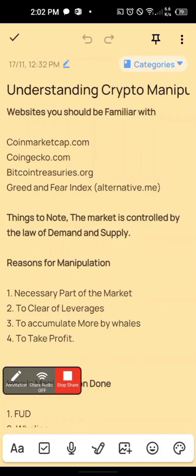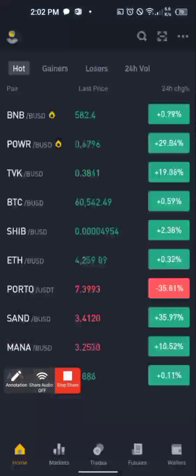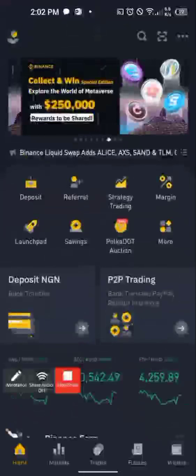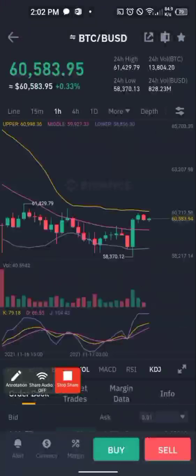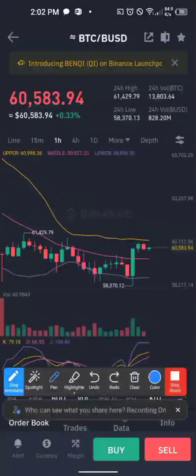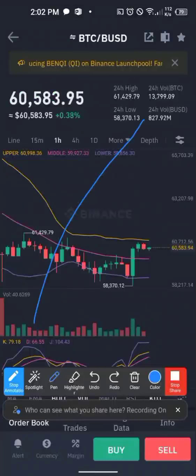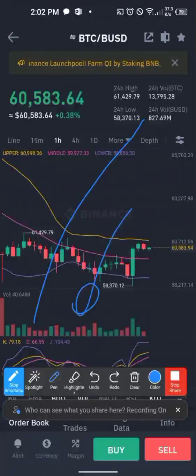So let's imagine this on Binance, for example. Let me go to the home page. Let's imagine that this coin is just going upward, like it's just going upward. Remember, in crypto, you are buying low to sell high. But if the price is just going high, first of all, it's not realistic.